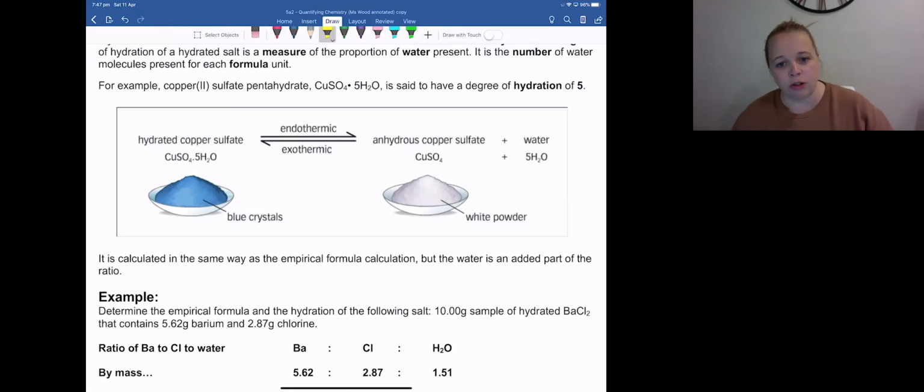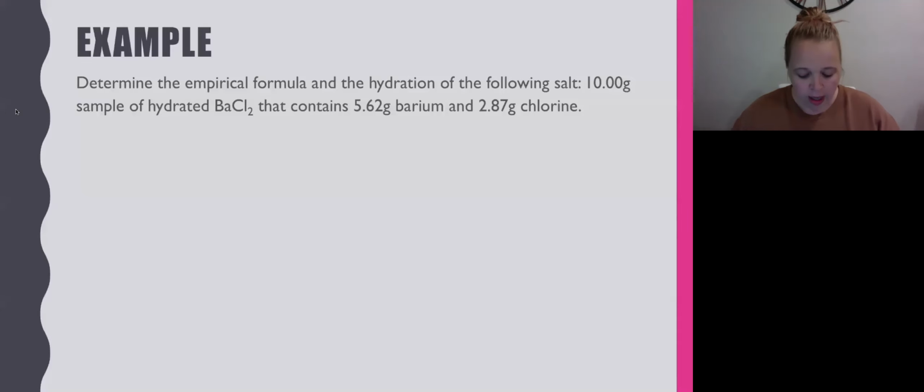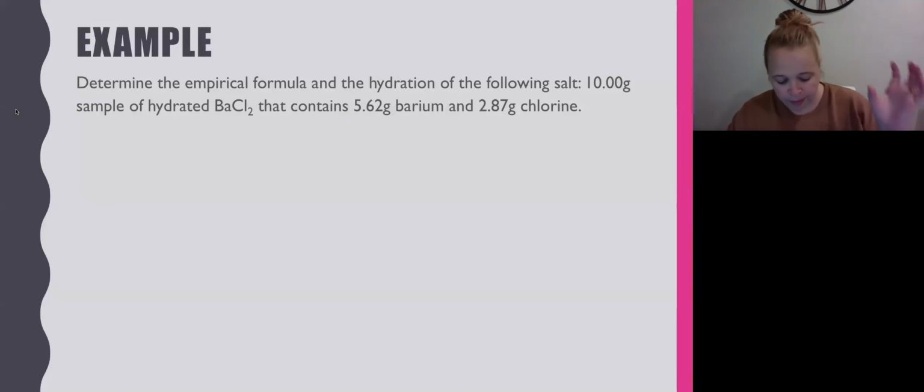Now, the reason that we introduce this is because this is calculated in the same way that we do an empirical formula calculation, and that's why I've come back to here. So we determine the empirical formula and hydration of the following salt. It's a 10-gram sample of the hydrated BaCl, and it contains 5.62 grams of barium and 2.87 grams of chlorine.